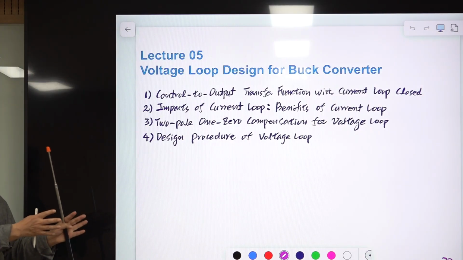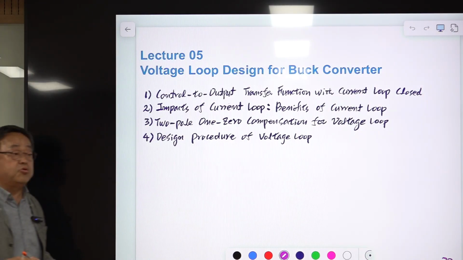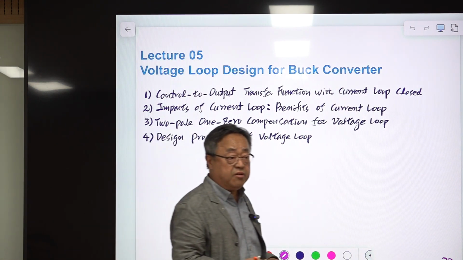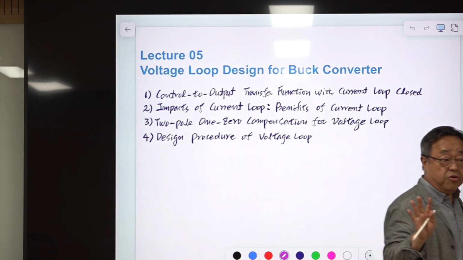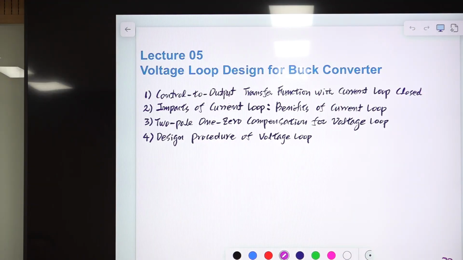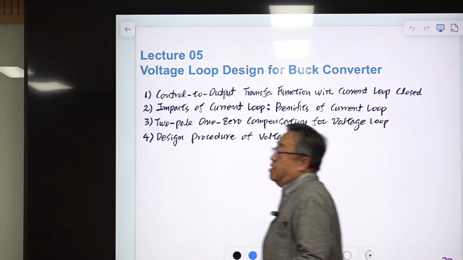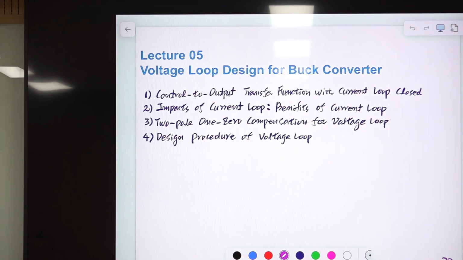Many people think current mode control is very difficult and complicated. That is not true. It's even much simpler than voltage mode control if you understand it in the proper way and in the proper manner. Then everything is simple. Let me show this one first.